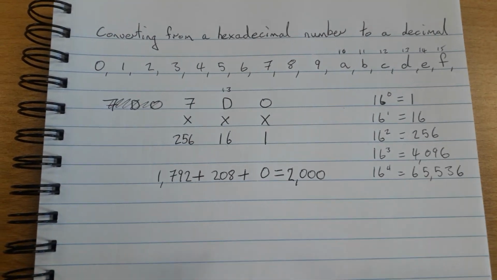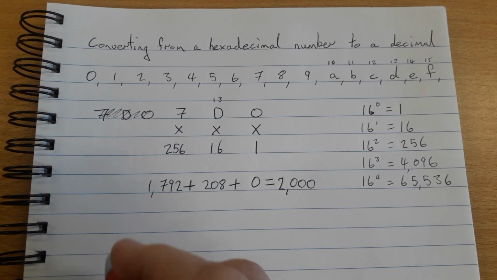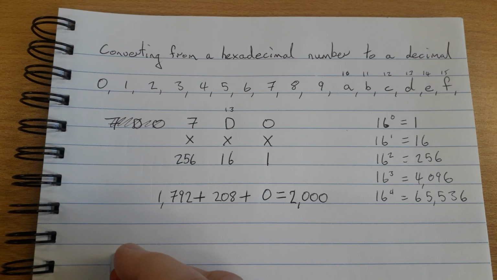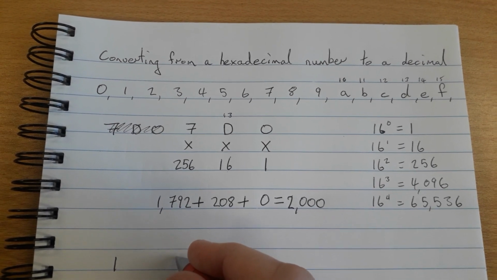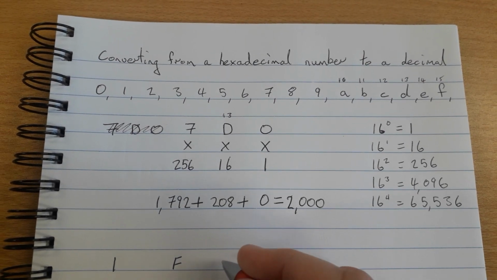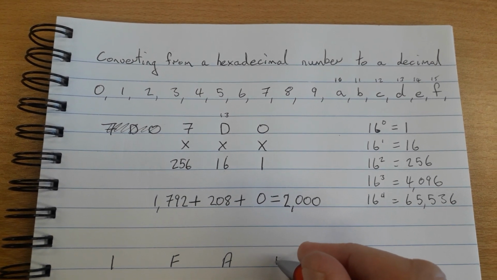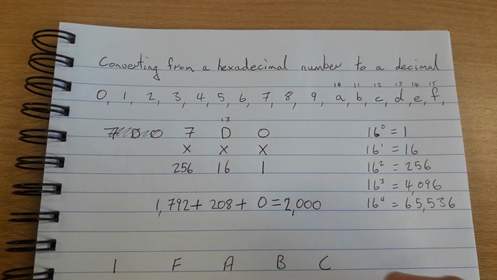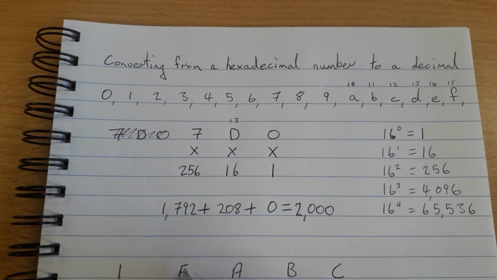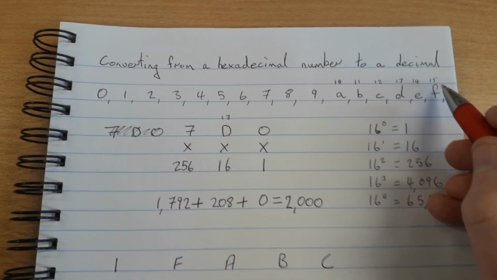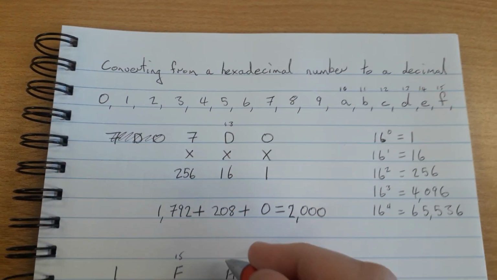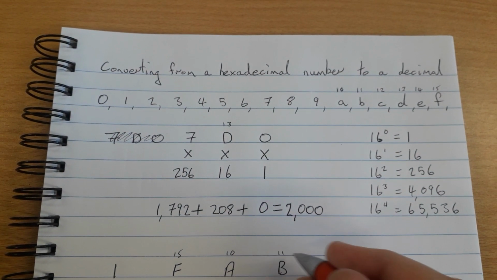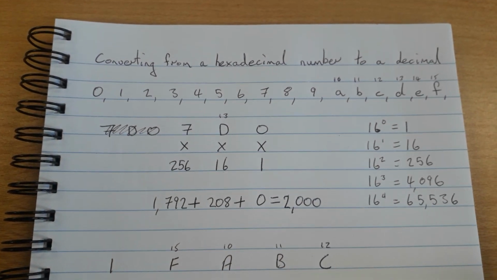So we'll do one more example, and if we take the hexadecimal number 1FABC, and I'm going to write the digits pretty far apart. Maybe just before I start, the equivalent of F is 15, isn't it? We've seen above, 15. A is 10, B is 11, and C is 12. So we'll need that in a moment.